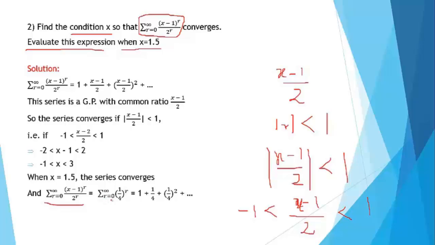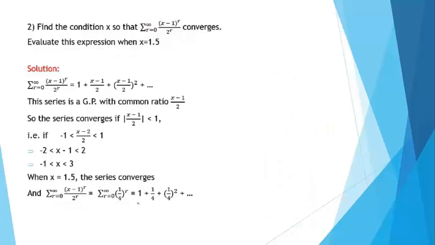So we substitute 0, 1, 2, 3 for r, so that we get the series like 1 plus 1 over 4 plus (1 over 4) to the power of 2, and so on up to infinity. So now we need to find the sum of the n terms of this series.